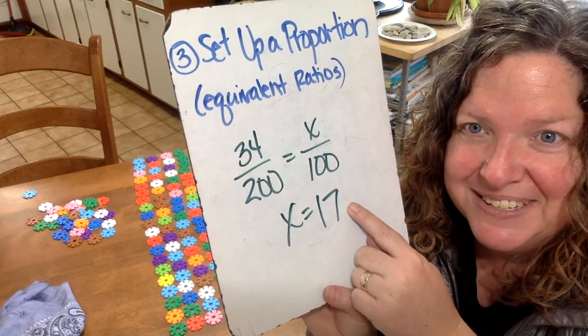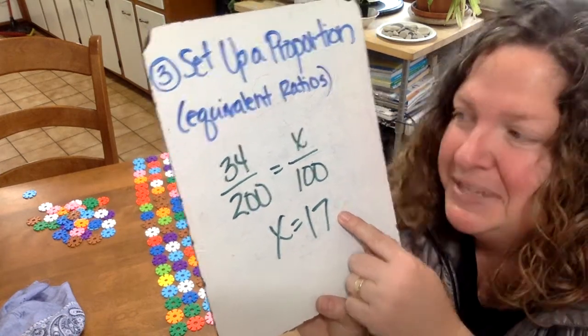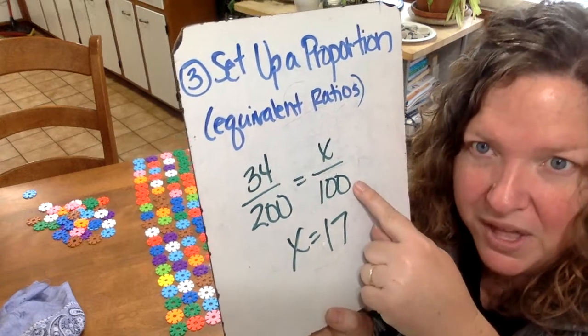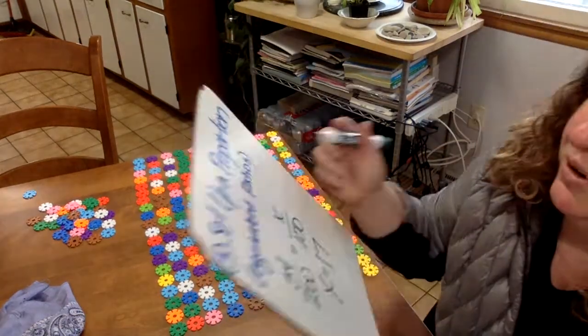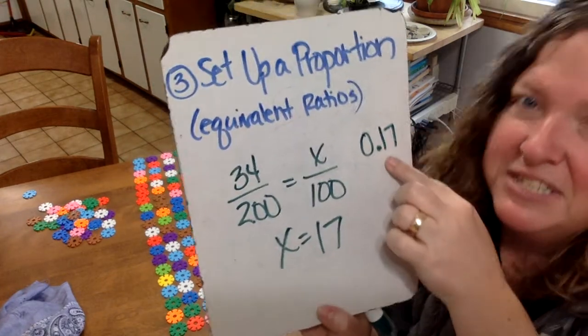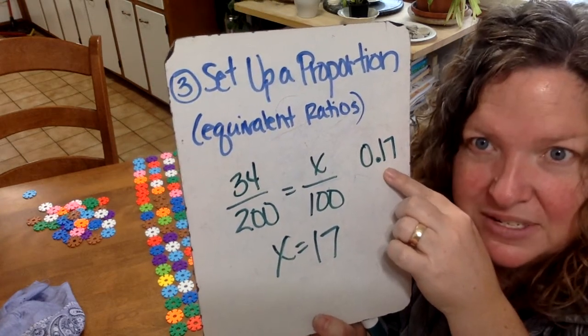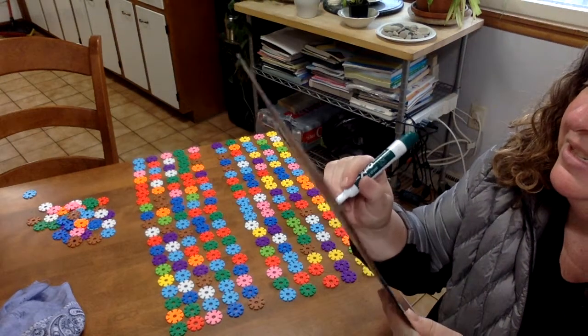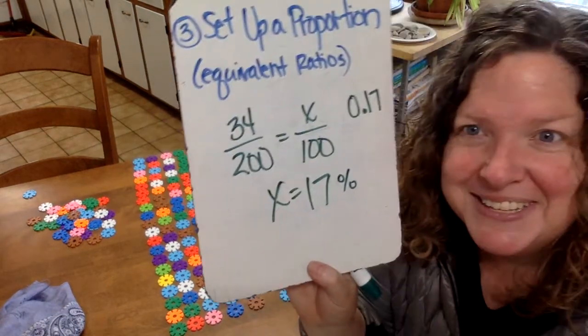So what's the percent? 17%, because it's 17 100ths. We could also write that as this. 17 100ths, and that is 17%.